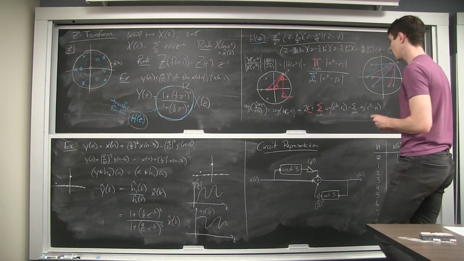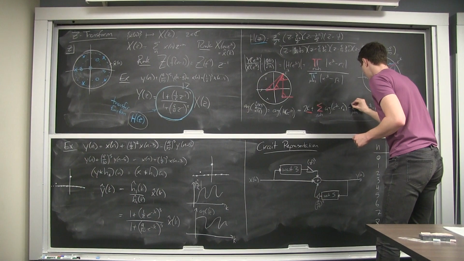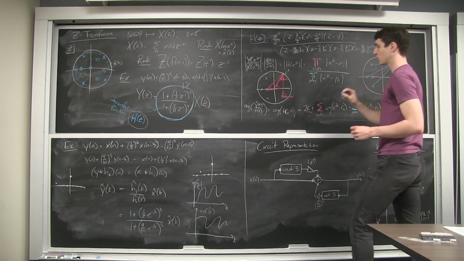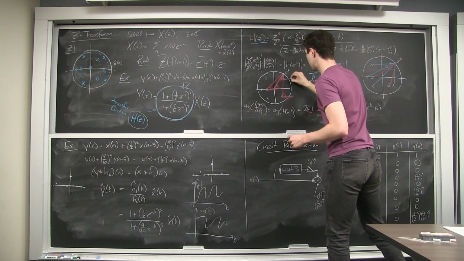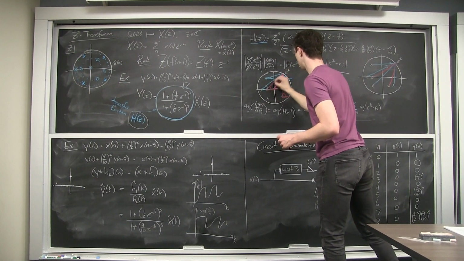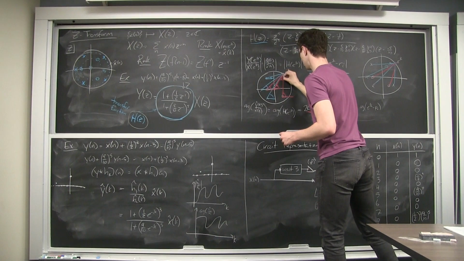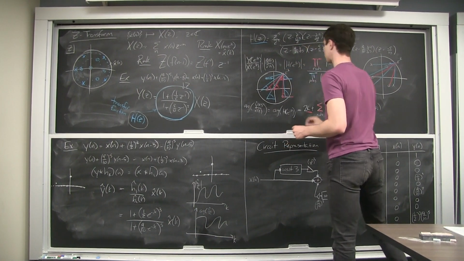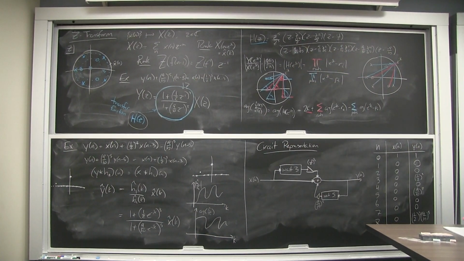2k here, and then I subtract from that all the arguments to my poles, which means I subtract this angle here, this angle here, this angle here, this angle here, and this angle here. Okay.